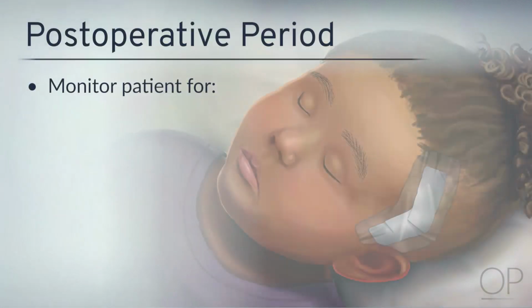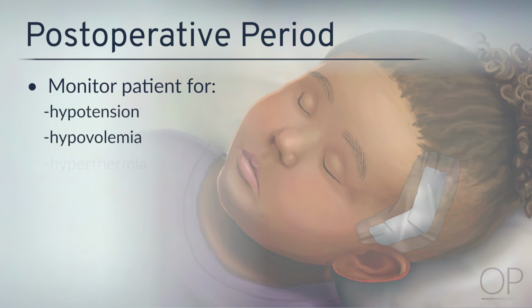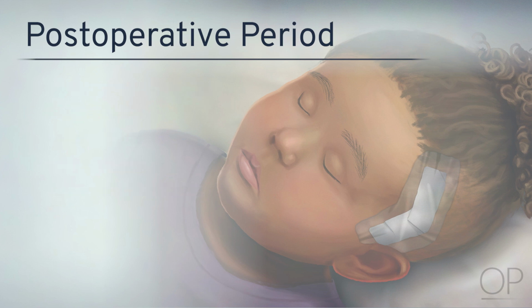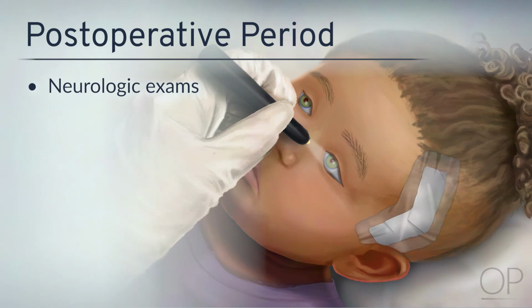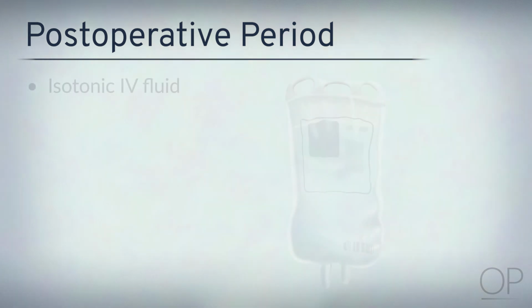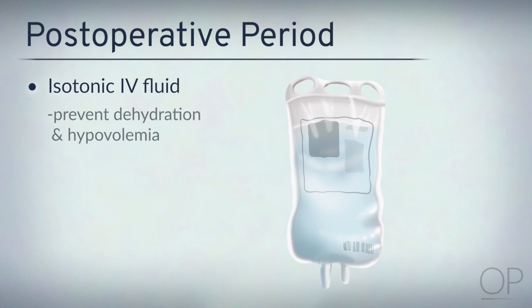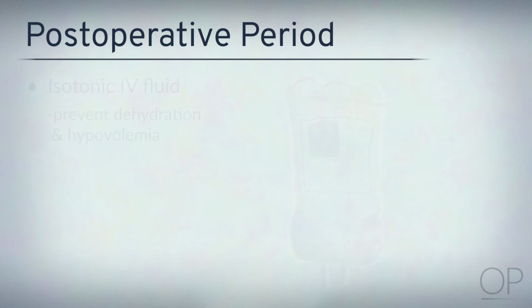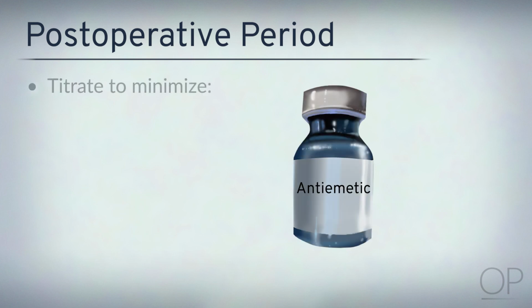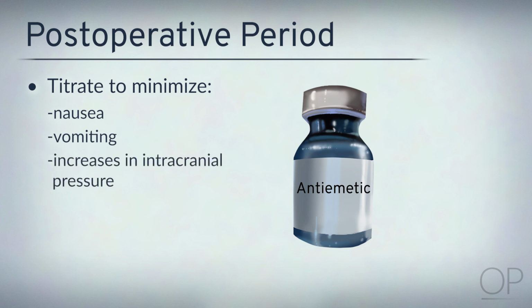In the postoperative period, patients should be closely monitored for hypotension, hypovolemia, hyperthermia, and hypo or hypercarbia. Patients should have frequent neurologic exams to monitor for symptoms of ischemia or hemorrhage. It is important that patients receive isotonic intravenous fluids during the postoperative period until they are taking adequate fluid volume by mouth to prevent dehydration and hypovolemia. Antiemetic therapy should be titrated to minimize nausea and prevent vomiting and associated increases in intracranial pressure.